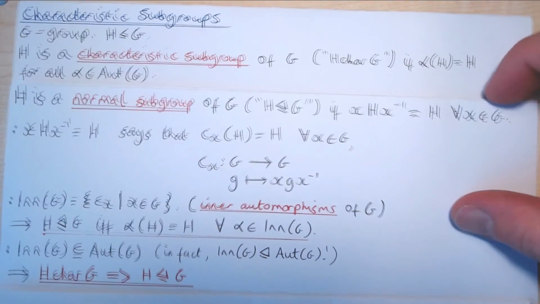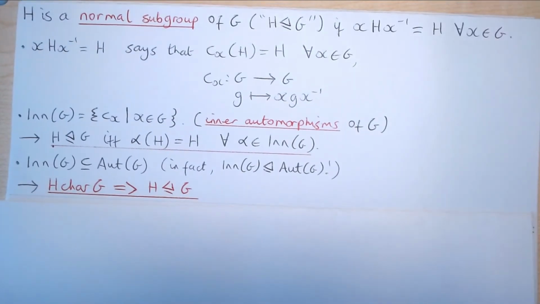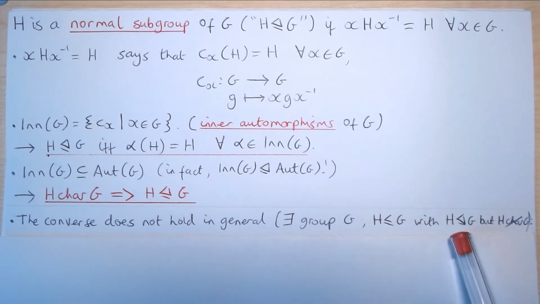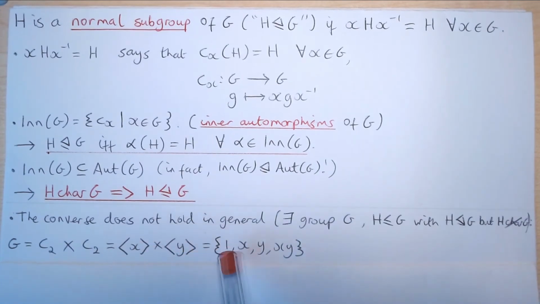But what about the converse? I.e. is a normal subgroup of G always a characteristic subgroup of G? This is in fact false. There is a group G and a subgroup H of G with H normal in G, but H not characteristic in G. For instance, consider the direct product of the cyclic group of order 2 with itself, with generators x and y, giving the following four element group.